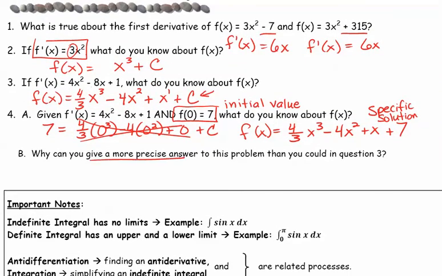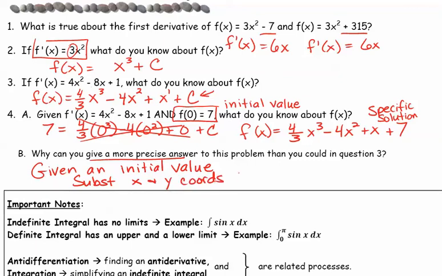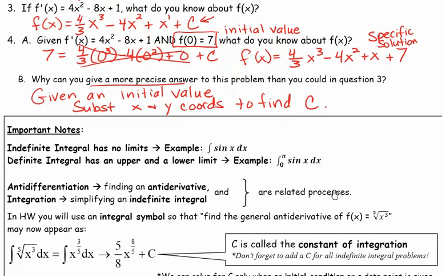How could we give a more precise answer? Given an initial value, every single time you're given an initial value, you use your algebra, substitute x and y coordinates to find c. The constant now becomes a specific value.